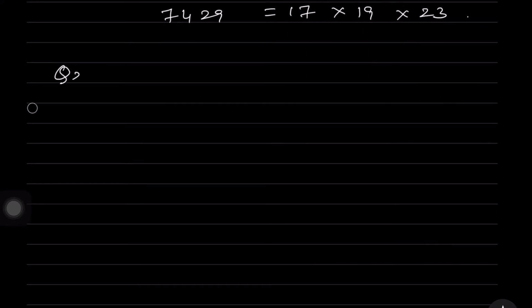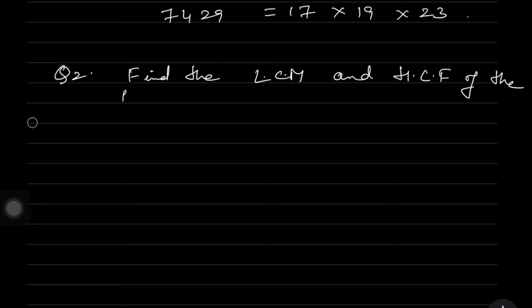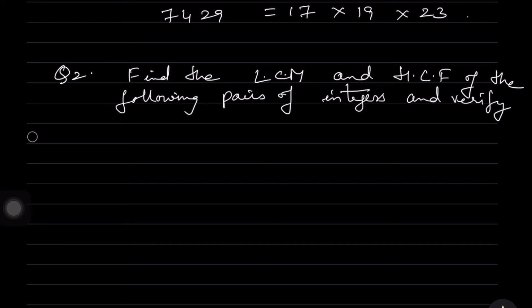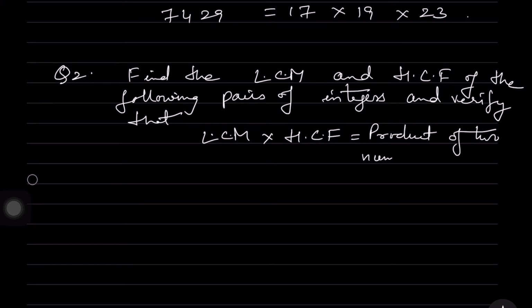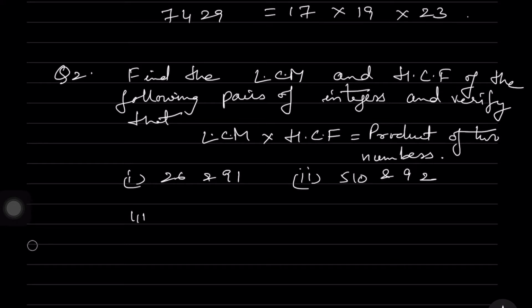Now going into the second problem. Find the LCM and HCF of the following pairs of integers, and verify that LCM into HCF is equal to the product of the two numbers. The pairs are 26 and 91, 510 and 92, and 336 and 54.